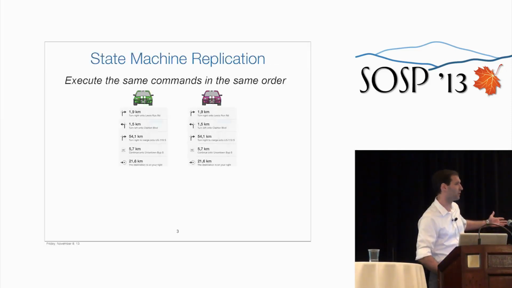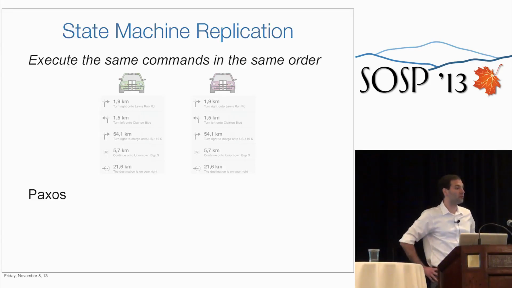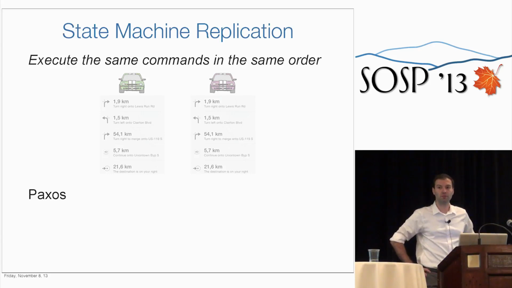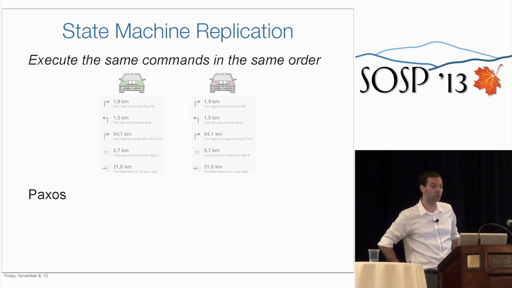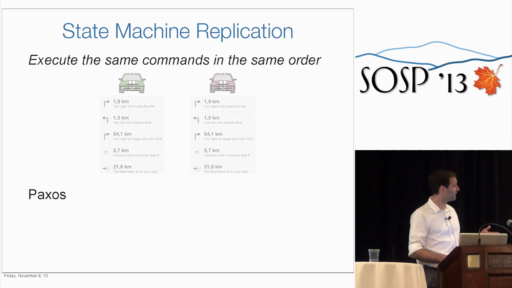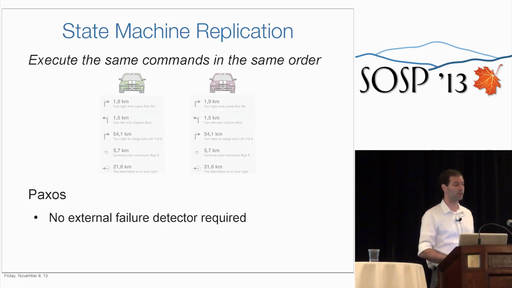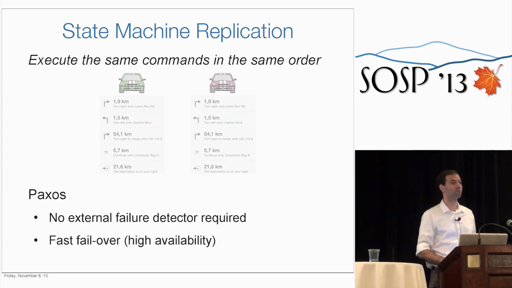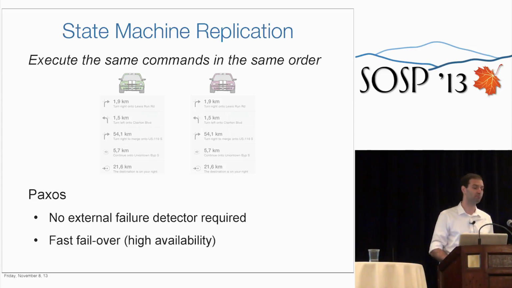And the analogy here is with vehicles. If they start in the same point and follow the same directions, they will reach the same destination. And in practice, there are many ways to implement state machine replication, ranging from simple primary backup protocols to more complex protocols, such as Paxos and Byzantine fault tolerance. The reason why Paxos is popular is because it's a fast protocol, and it does not depend on external failure detectors, which means that it has very fast failover, or in other words, very high availability.